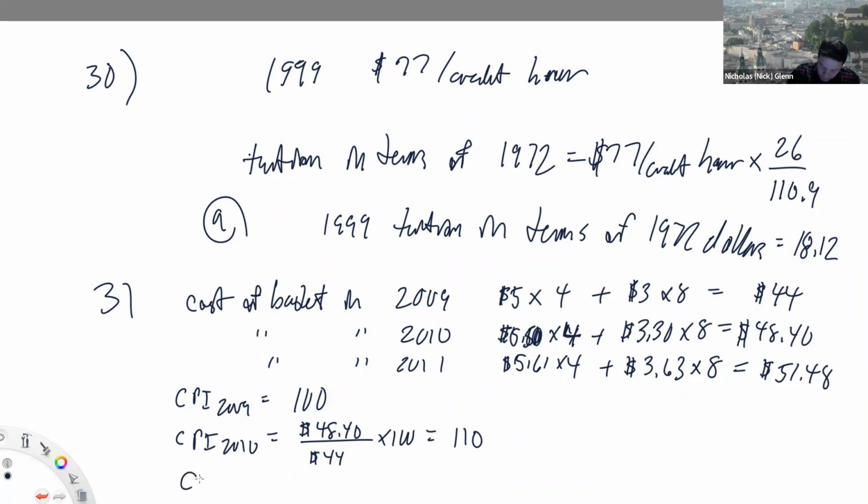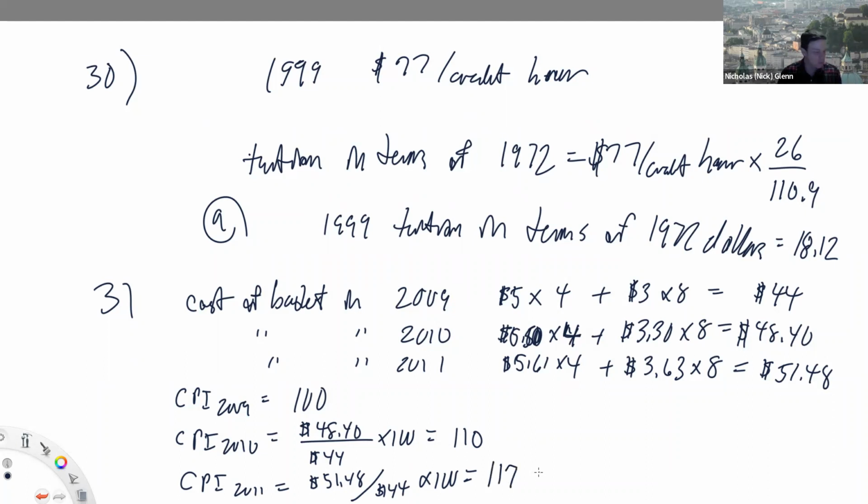All right. Now, what about the CPI for 2011? Well, the cost of the basket in that year was $51.48. What about in the denominator? What do you divide it by? Well, the same thing, the cost of the basket in the base year, 44. And you multiply that by 100, and what you'll get is 117.